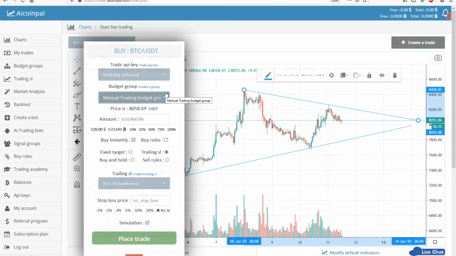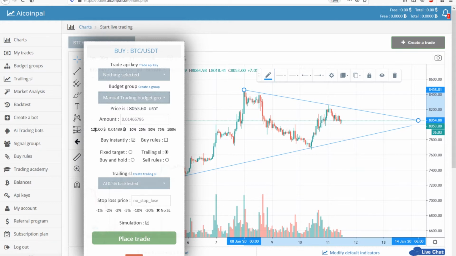Now at first we need to choose which of the budget groups we want to use. We have two budget groups right now that we have set up. In the previous video we set up my trading bots budget group. This budget group is used for automated trading bots. Remember, we spent $300 there, and at this moment we will use the manual trading budget, which we have just created for this trading.